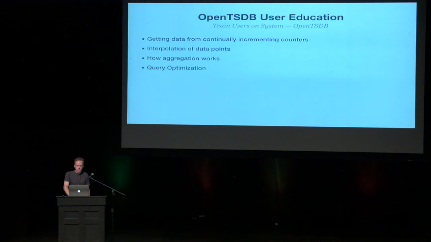So for OpenTSDB, we talk about rates. For example, when users first start using the system, they'll see that the CPU utilization metric just keeps on going up. That would be pretty impressive if that was actually the utilization. But sadly, it's a rate. But the users need to know what a rate is. We teach them interpolation of data points, what that means for your graphs, which aggregator to use to not get the interpolation. And a big one is, what is aggregation actually doing?